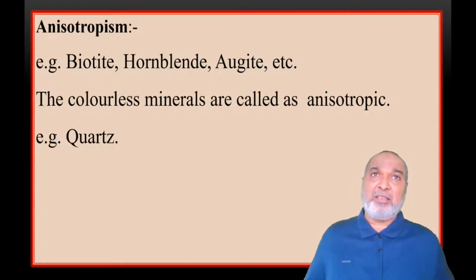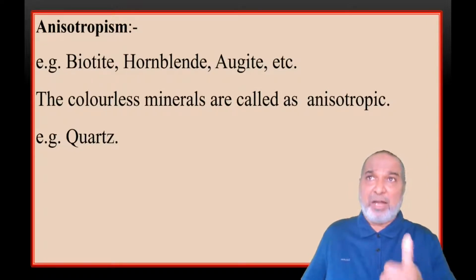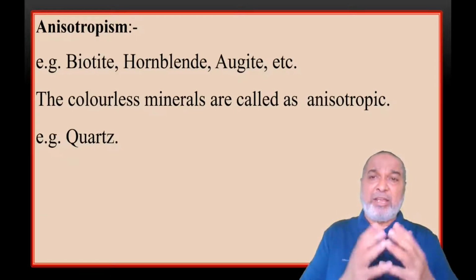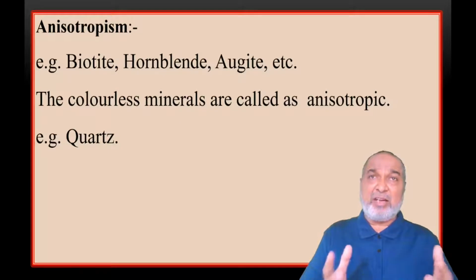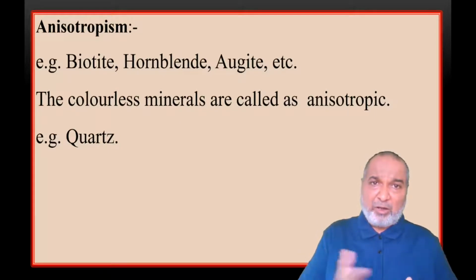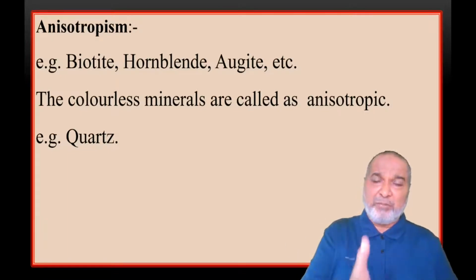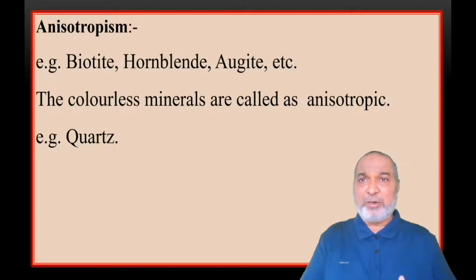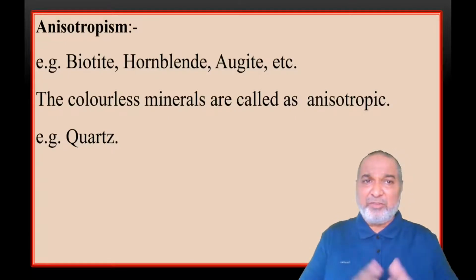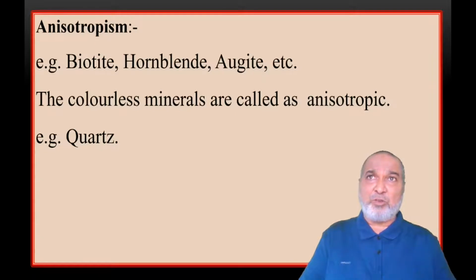Now, which are the anisotropic minerals? Biotite, which we normally study in the thin section, biotite, hornblende, augite, these are anisotropic minerals. In addition, we are going to study hypersthene. Then quartz, orthoclase, plagioclase, calcite. These are also colorless minerals, and they are also anisotropic minerals.